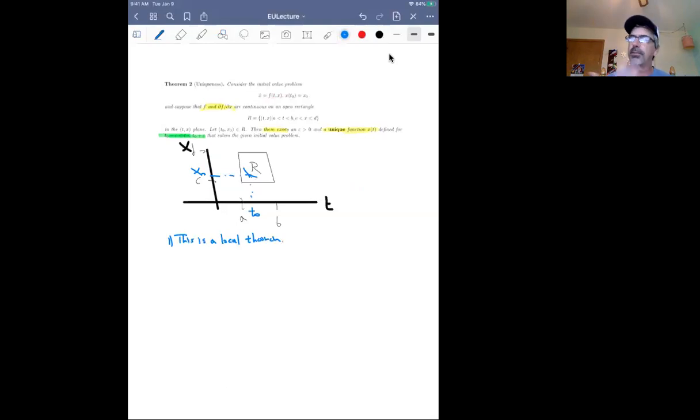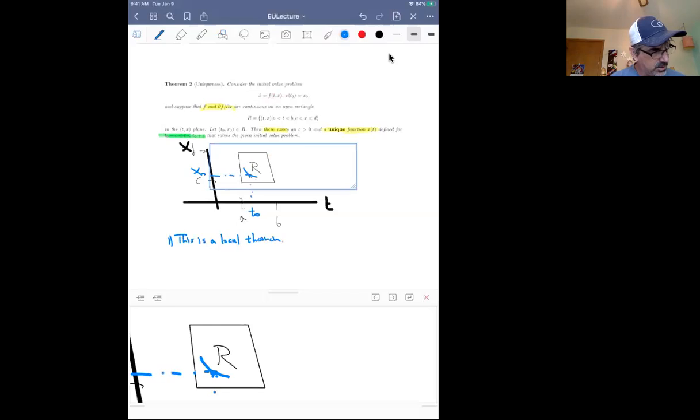And there's lots of theorems like that. We've already seen other theorems in this class that are local theorems and only give you a solution in a little bit. In particular, the implicit function and the inverse function theorem were local theorems in that way. So that's the most important part, that it just gives you a little bit of a solution. But it would give you that solution for every point in this rectangle. It gives you a solution for every initial condition in that rectangle.